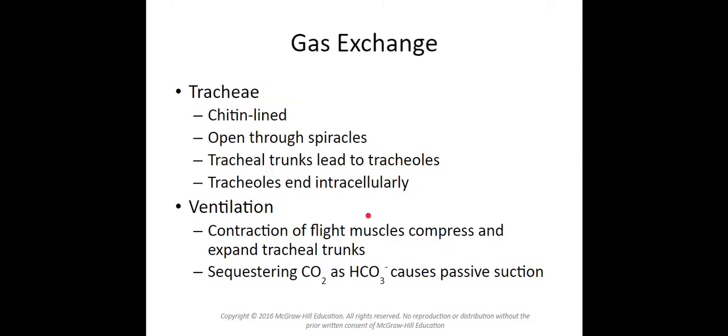The tracheae for gas exchange are these little tubes throughout their body that carry oxygen to the actual tissues. It has chitin in it, which just makes it firm, and it's open through the spiracles. Spiracles are holes at the sides of the insect. So if you look at some of your larger insects, you're going to see dark spots on their sides. That's actually where oxygen comes in.